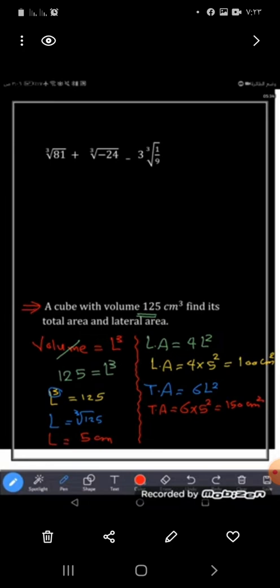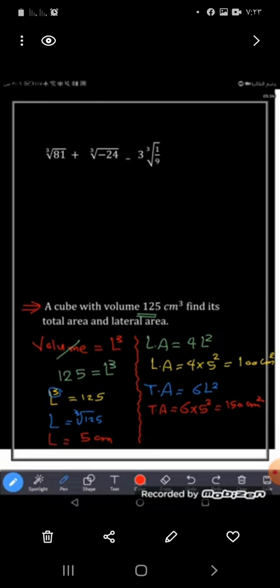Example, a cube with volume 125 centimeter cube. Find its total area and lateral area. As we know, the cube, its face is a square. It means length equal width, and volume for cube equal L by L by L. It means volume equal L cube.